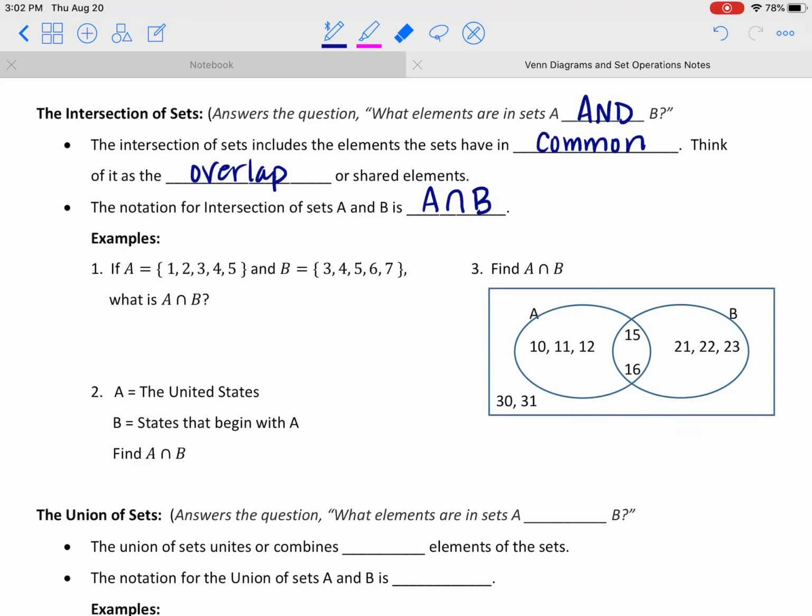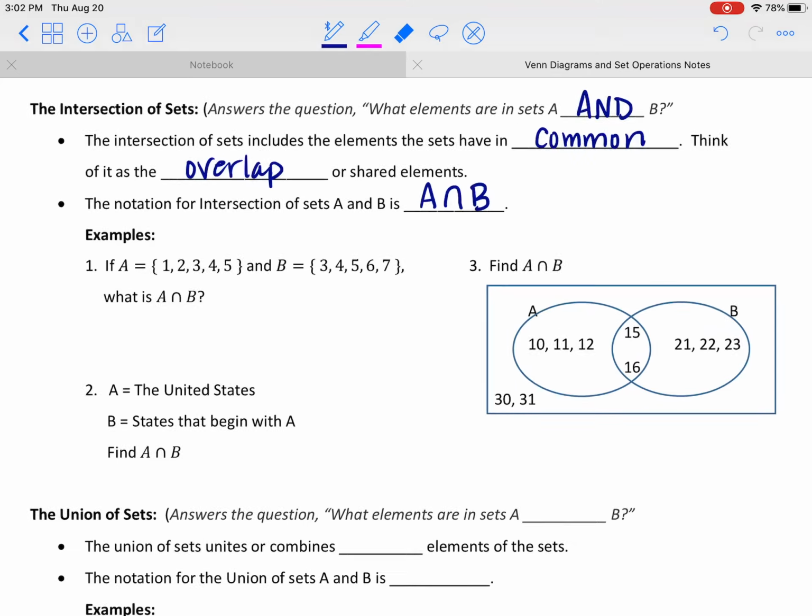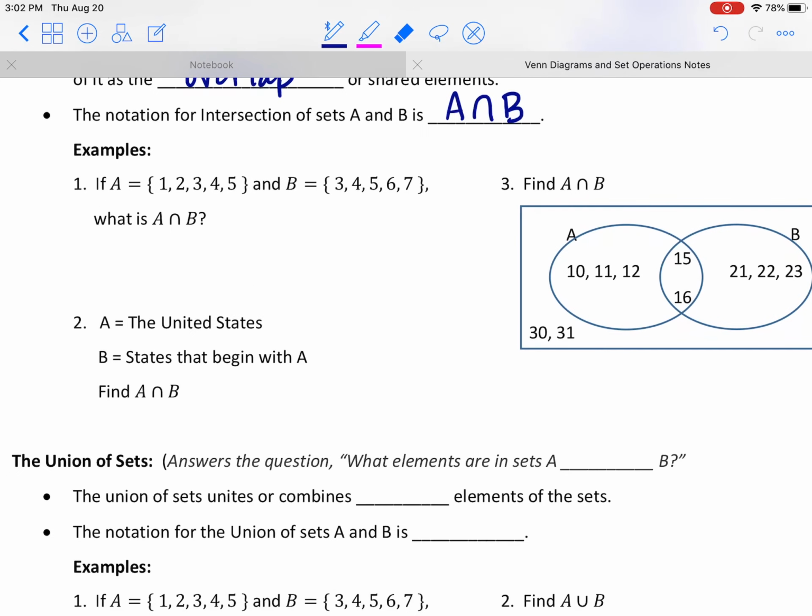So let's look at some examples. Let's try to find some intersections. What elements are in A and B at the same time, or what elements do the sets have in common? So A has the numbers 1 through 5, B has the numbers 3 through 7. So what elements do they have in common? Well, I could see 3.